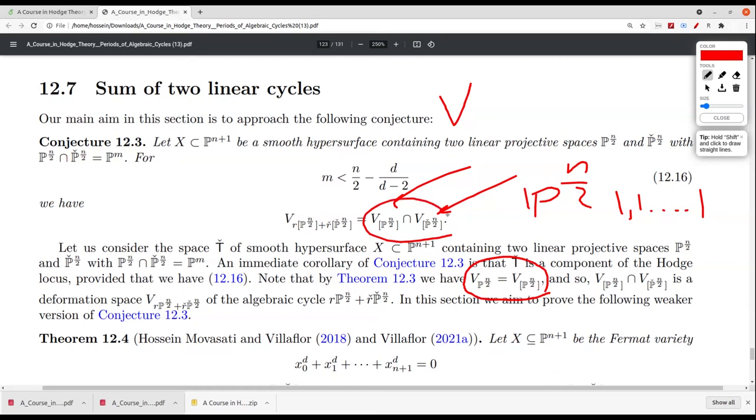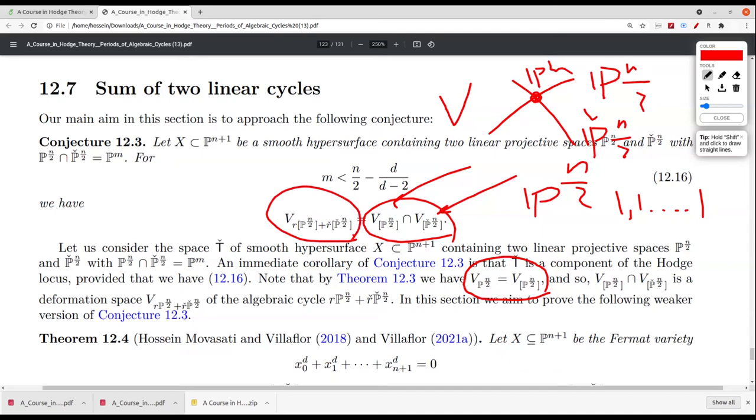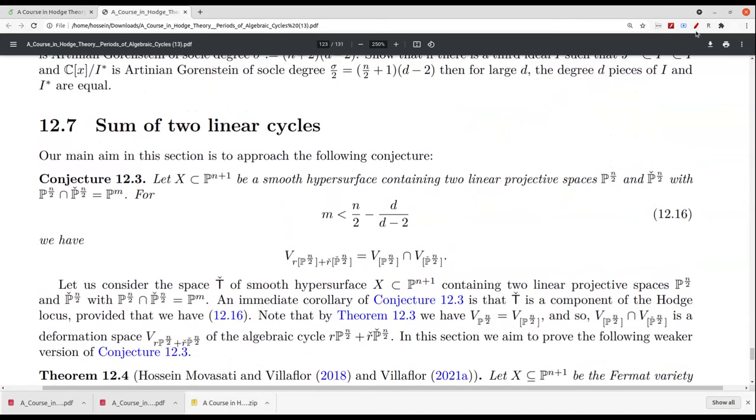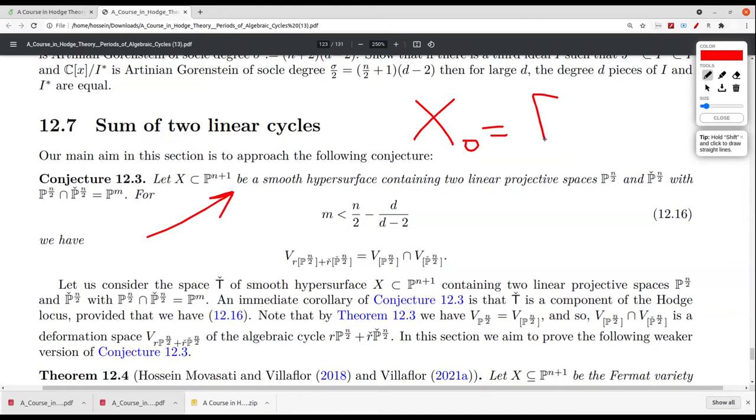So basically this is the locus of hypersurfaces containing two P^{n/2} intersecting each other in some P^m. So this means that this Hodge locus parameterizes these two algebraic cycles. The reason why this is stated as a conjecture is that the next results are only for X or X_0 Fermat, and our computations are done just around Fermat.